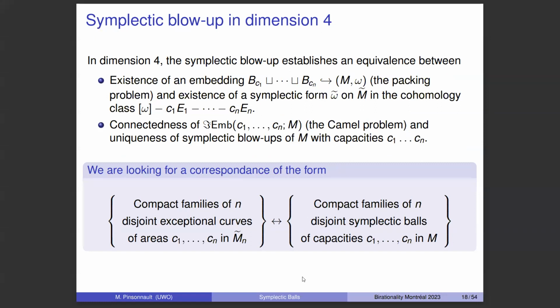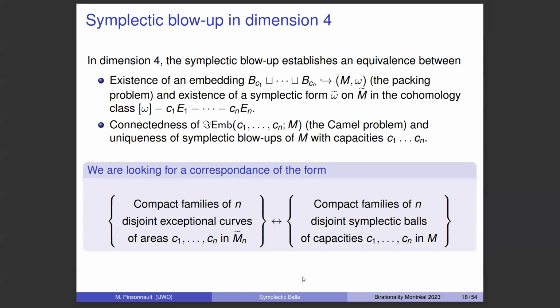So what we are aiming for is, at least in dimension 4, to establish some sort of equivalence between compact families of disjoint exceptional curves. And we want to think of them as compact families of disjoint balls in the blow-down. And we want to establish a sort of dictionary between exceptional spheres and embedded balls.